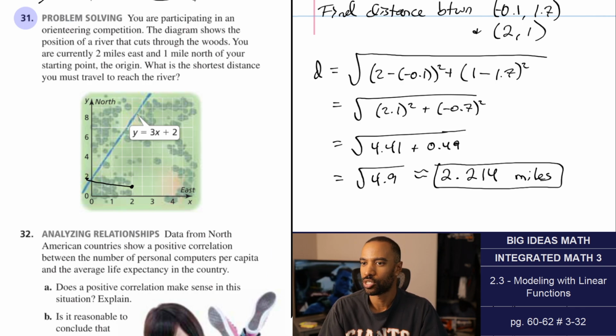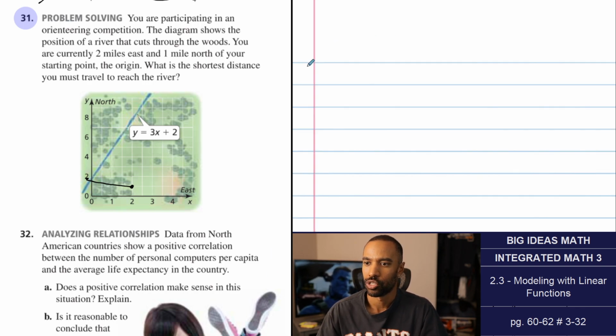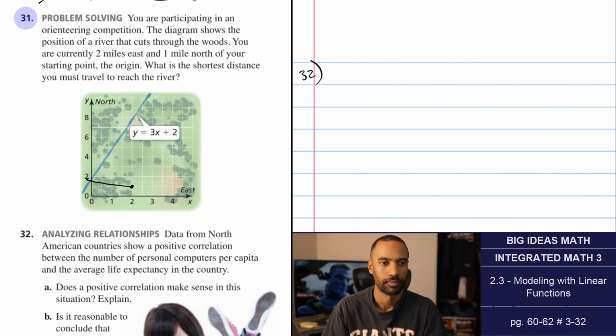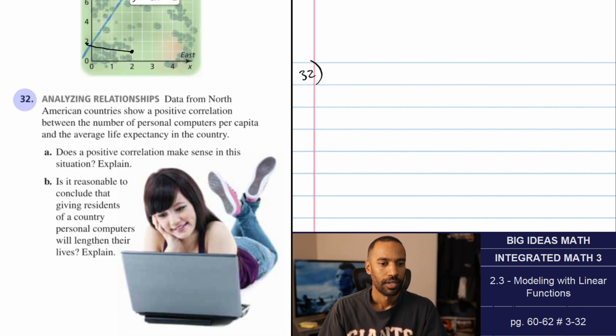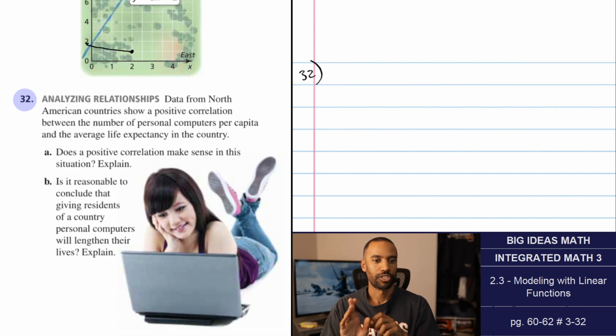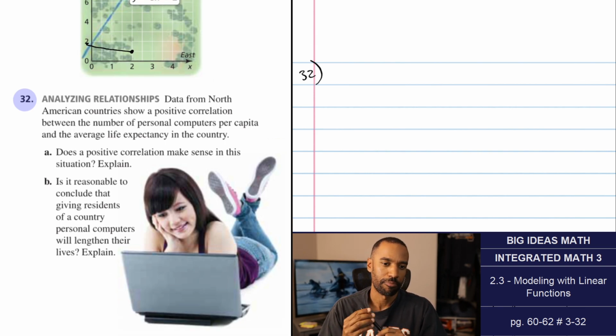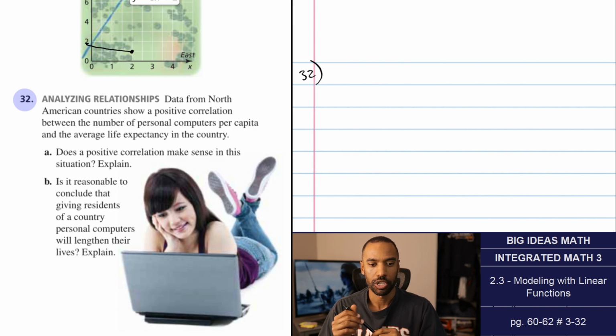Okay, last question is number 32. Past the 2 hour mark, but here we go. Number 32. Data from North American countries show a positive correlation between the number of personal computers per capita and the average life expectancy in the country. Does a positive correlation make sense in this situation? Explain.